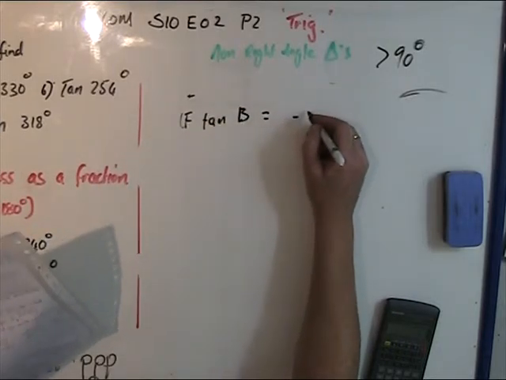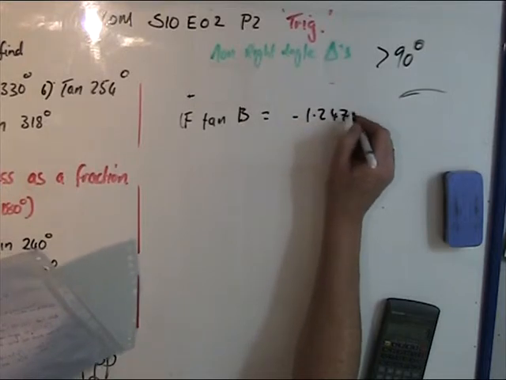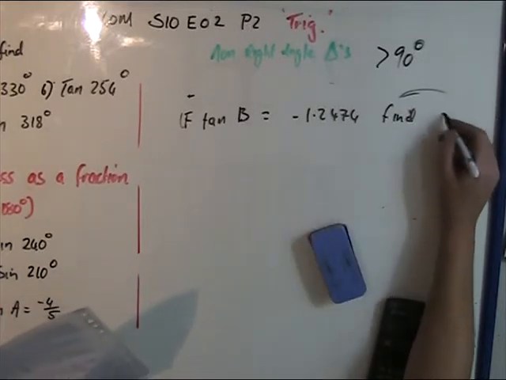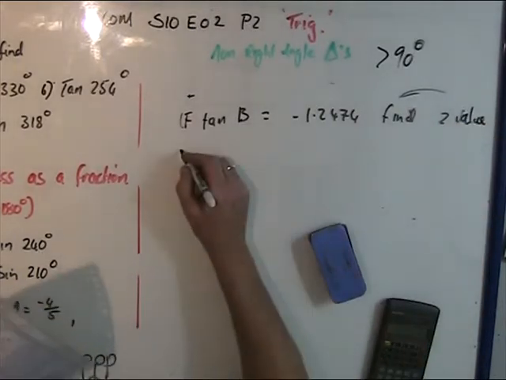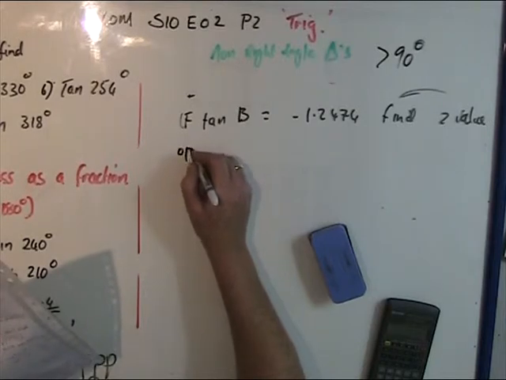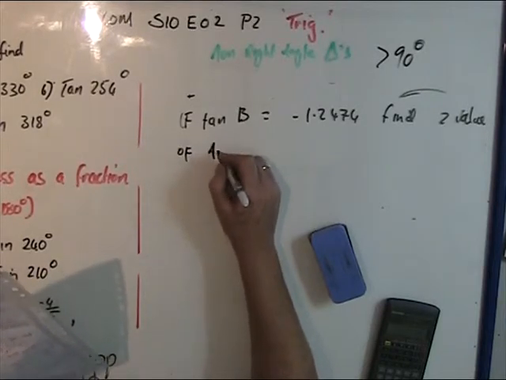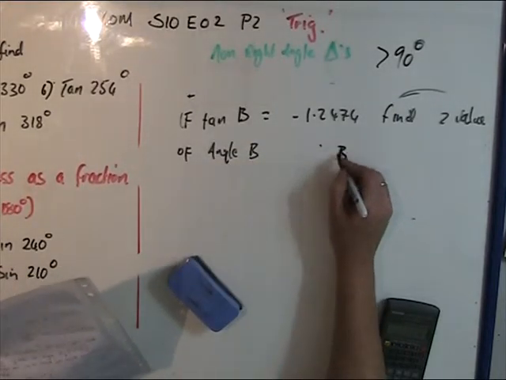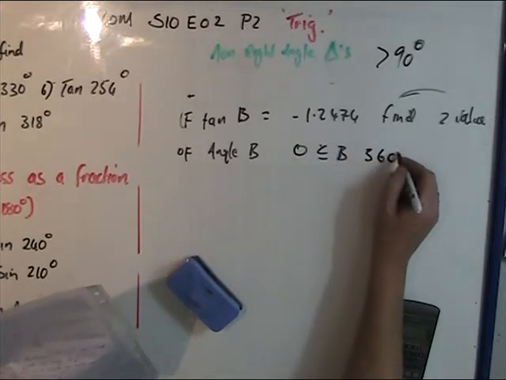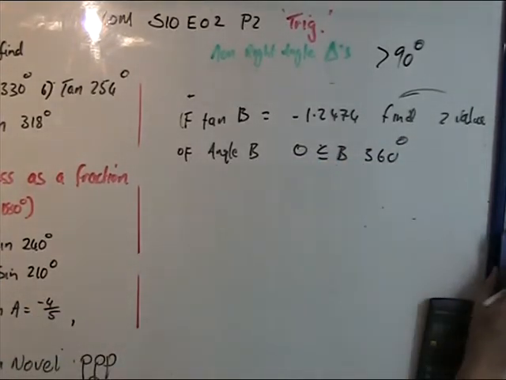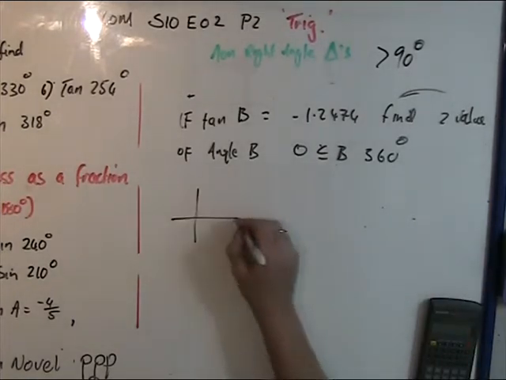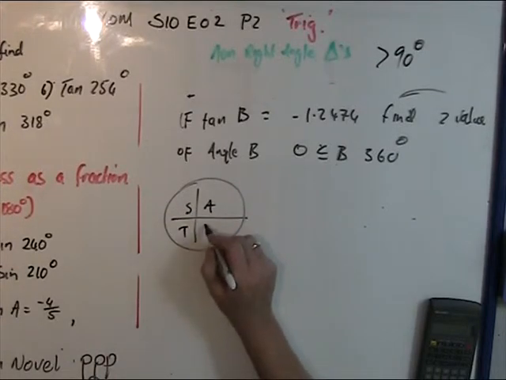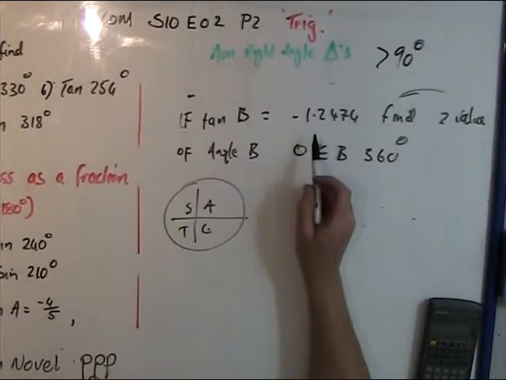Another one. If tan B is equal to minus 1.2474, find two values of the angle B. It says the angle B lies between 0 and 360, so it's a unit circle. The first thing we do, because it's greater than 180, is draw out our unit circle and fill in our values, S, A, T, C. And first of all, let's find the angle.